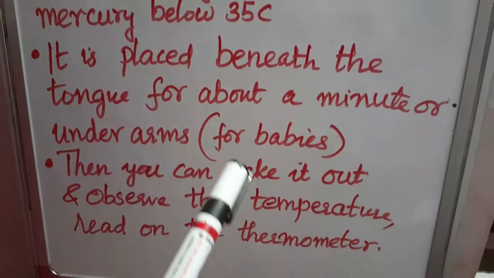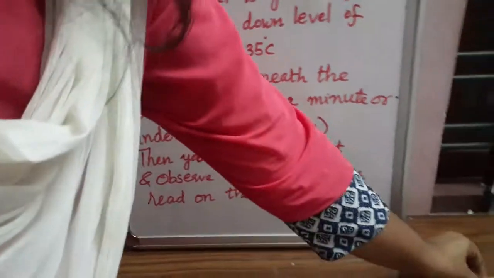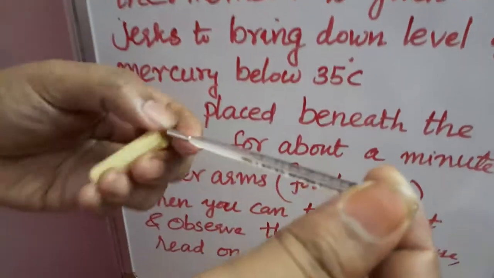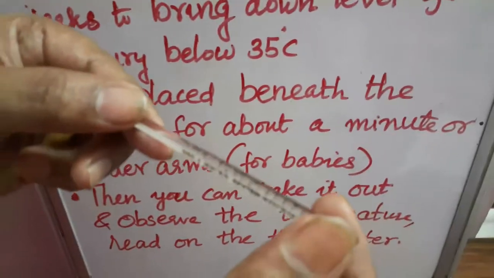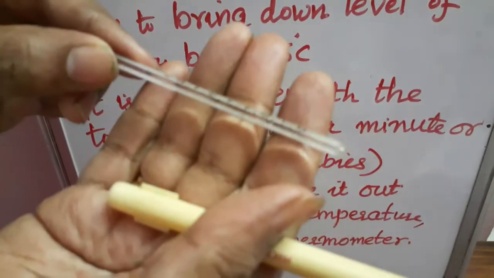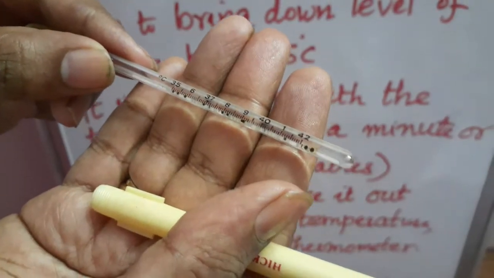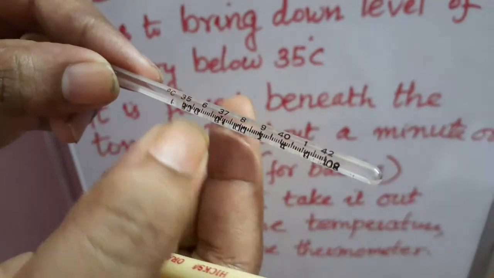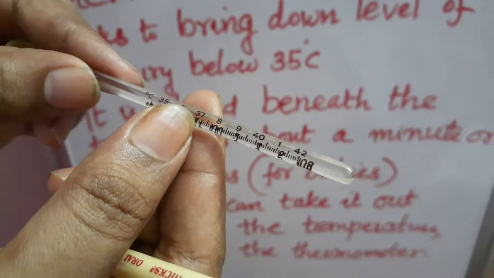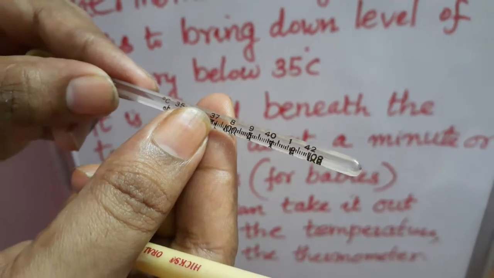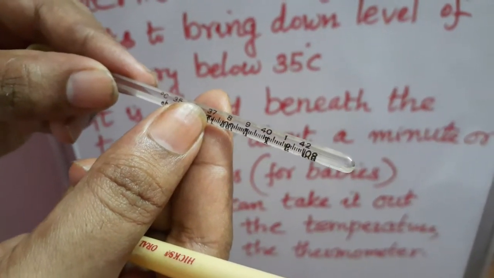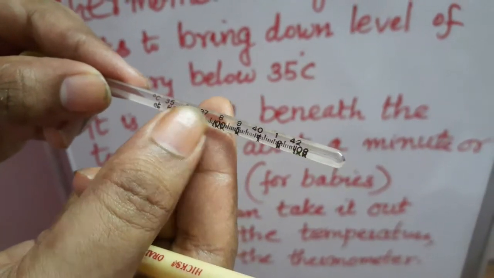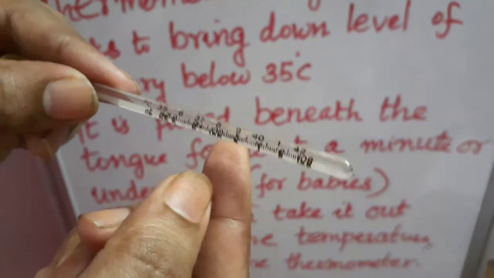Now I will show one clinical thermometer. This is a clinical thermometer. I hope you can see it. Here you can see 37 degrees Celsius, right? One mark is the 37. Below 37 is the normal human body temperature. If the temperature goes beyond this, we can say we have fever.